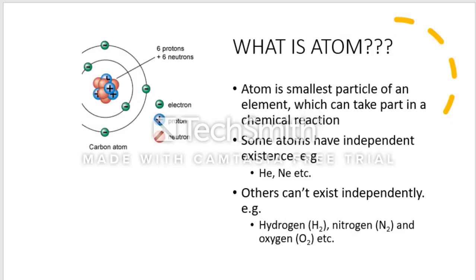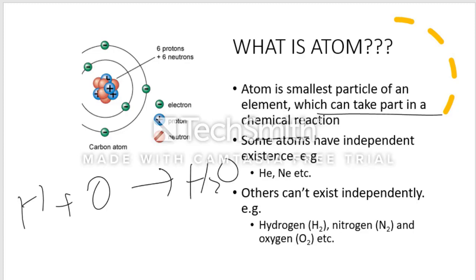So now, what is an atom? An atom is the smallest particle of an element. An element is made up of one type of atoms, and when we combine atoms we form a compound, as an atom can take part in a chemical reaction. For example, H plus O will make water.